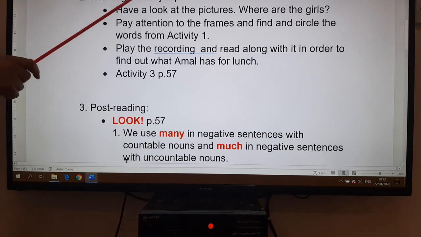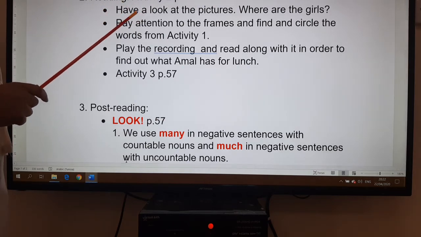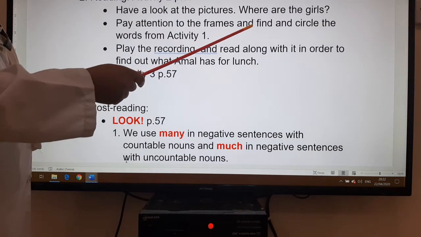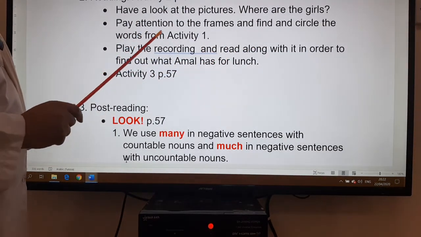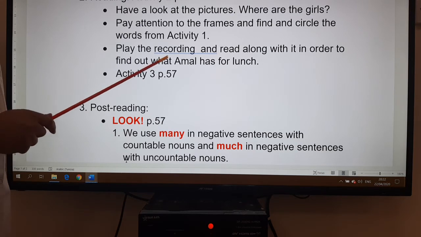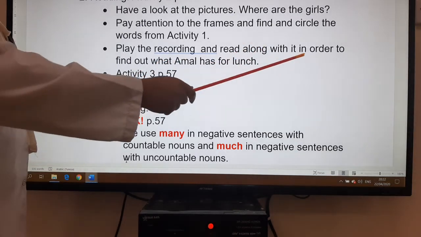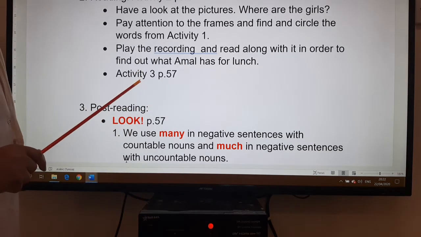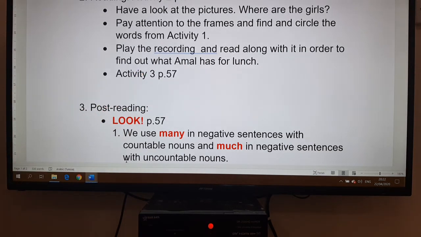Now the reading activity on page 57, activity 2. Have a look at the pictures. Where are the girls? Pay attention to the frames and find and circle the words from activity 1. Play the recording and read along with it in order to find out what Amal has for lunch. And we check comprehension with activity 3.